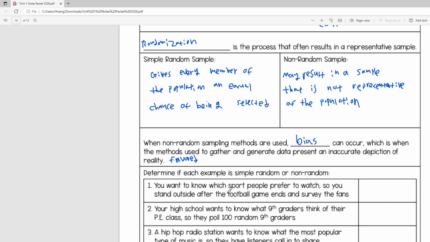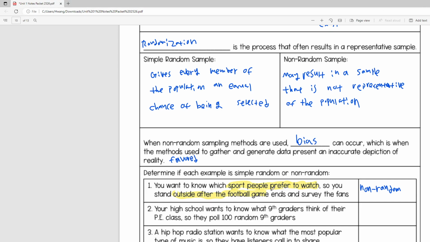First one, you want to know which sport people prefer to watch, so you stand outside after a football game ends and survey the fans. Absolutely, this is non-random because you want to research the sport that people prefer to watch. There are lots of sports in the world like baseball, basketball, football, whatever. But where is this person collecting data? Outside after a football game. That means the data this person is collecting is very biased to the football game fans, and that will not give you good data.